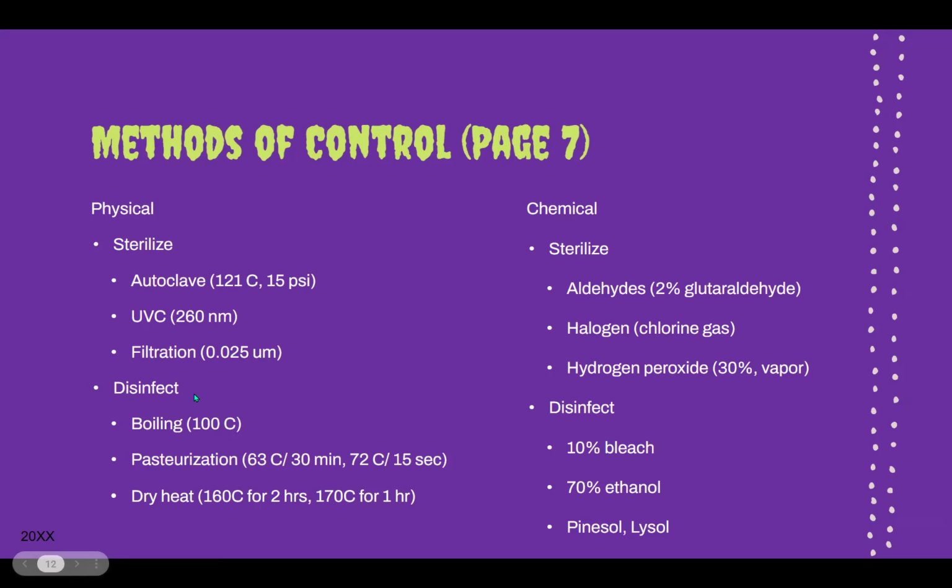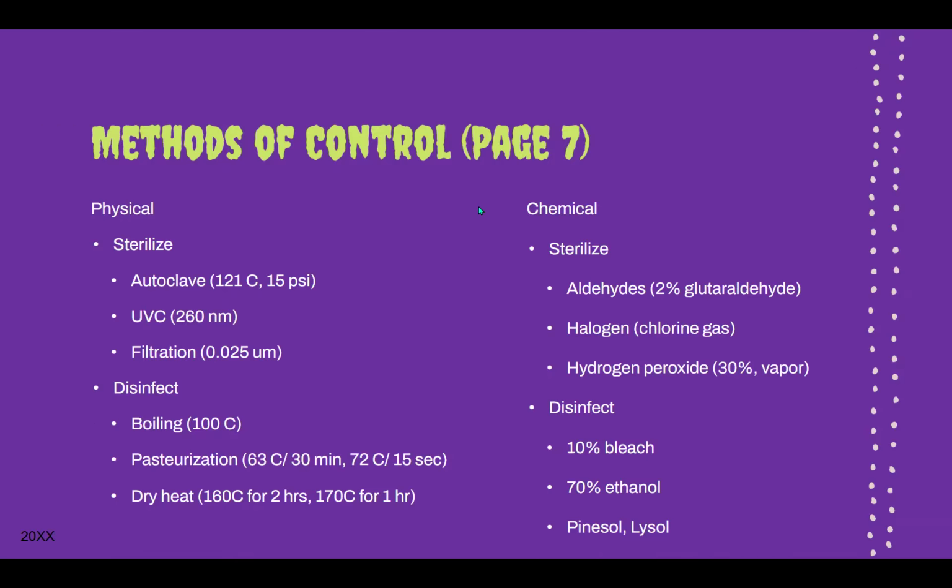Then pick two ways to disinfect. Either boil, I picked boiling, pasteurization, dry heat. You can pick two that you like. If you want to do three, you can. I think for the most part, I've seen as long as you have two, you have your primary and your backup just in case you forget your primary, you're going to be fine.